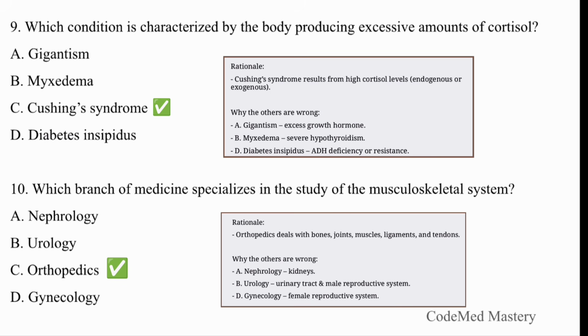Make sure to note down all these medical terms and write them out yourself. It helps you remember them much faster.